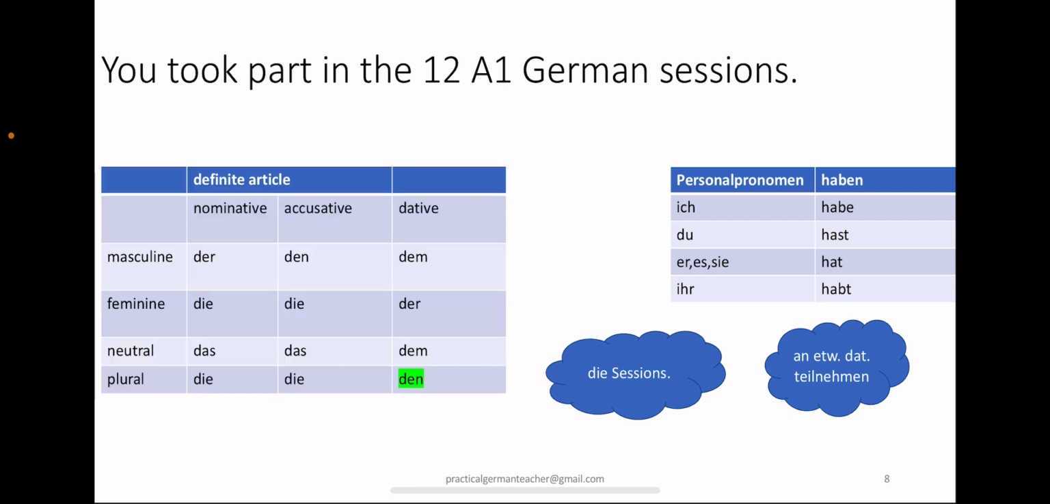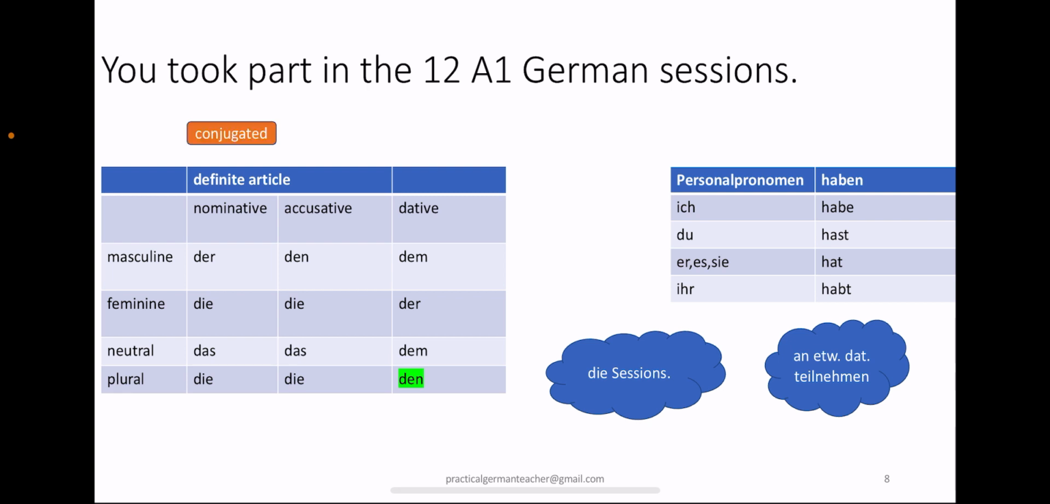Then also, you already know in the verb, an etwas dative teilnehmen, the object will be in dative case, and if you look at the sentence, it's saying you took part in the 12 German sessions, so you will be using the definite article. So you have the table for definite article for nominative, accusative and dative cases, and of course for masculine, feminine, neuter and plural. Here it is plural because we are talking about sessions, so the article will be den.